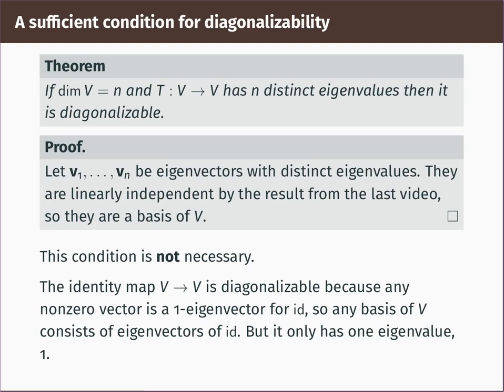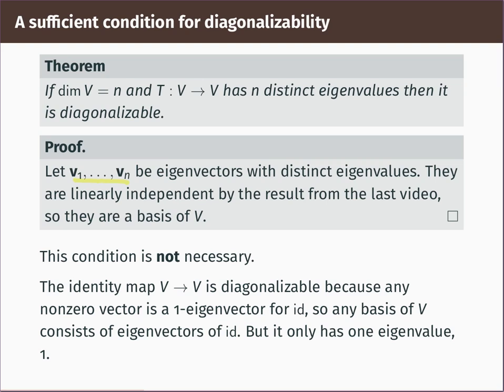There is a useful, sufficient, but not necessary condition for diagonalizability, which is that if V is a vector space of dimension n, and if T is a linear transformation from V to V with n distinct eigenvalues, then it must be diagonalizable. The proof just uses the criteria about linear independence, which we saw at the end of the last video. Let's say you take v1 up to vn, which are eigenvectors for T with distinct eigenvalues. The result at the end of the previous video tells you that they are linearly independent.